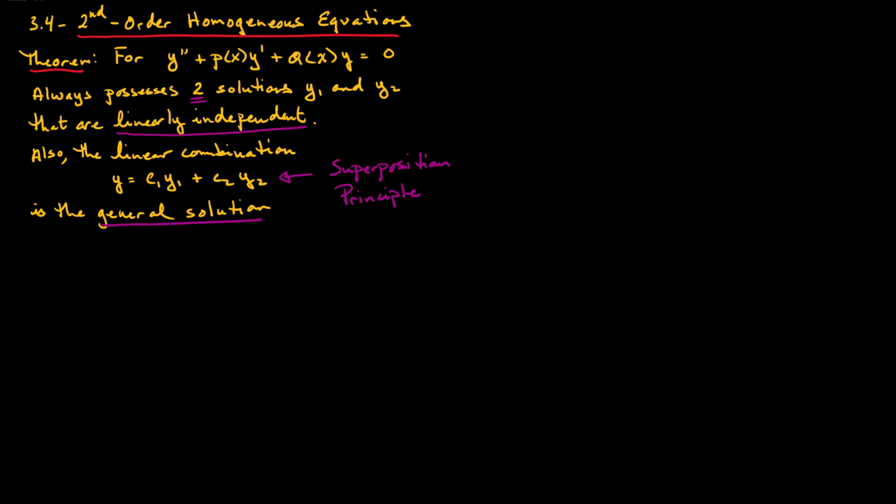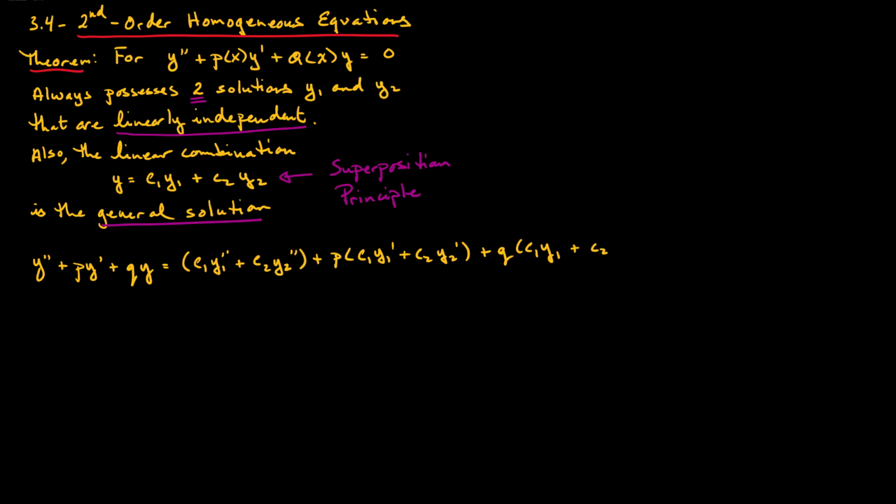And we can show this to be true. So if we have our second-order ODE as such, what we are saying is that c1 y1 double prime plus c2 y2 double prime plus p times (c1 y1 prime plus c2 y2 prime) plus q times (c1 y1 plus c2 y2).